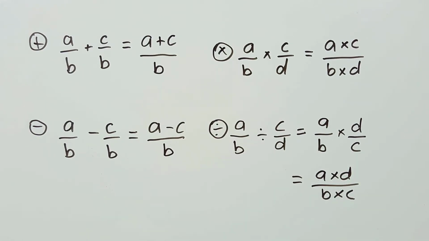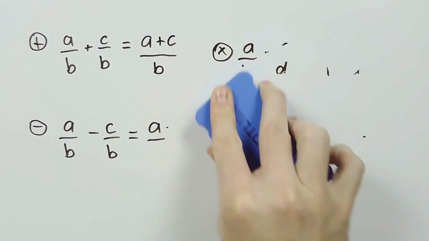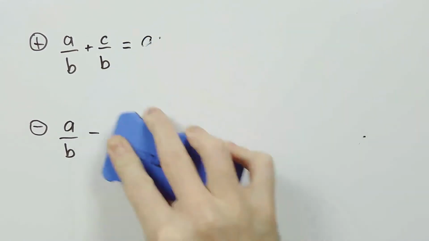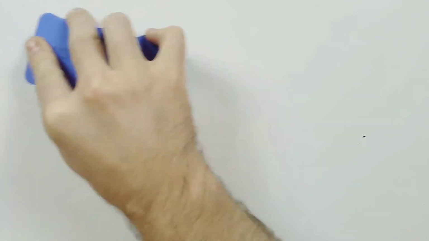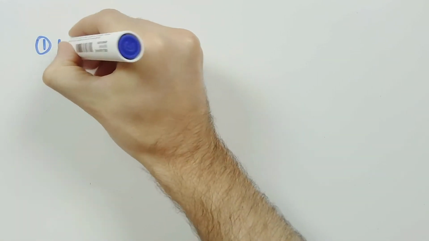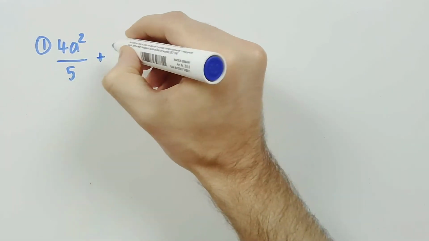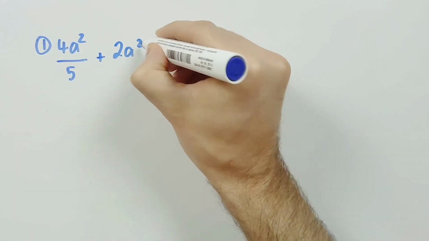So those are the four rules, or the four basic operations that can be used with algebraic fractions. So let's have a look now and do an example of each. The examples that I had at the start of the video, we'll just solve those and work through them so you get a better understanding. So back to the first question, which was 4a squared on 5 plus 2a squared on 5.